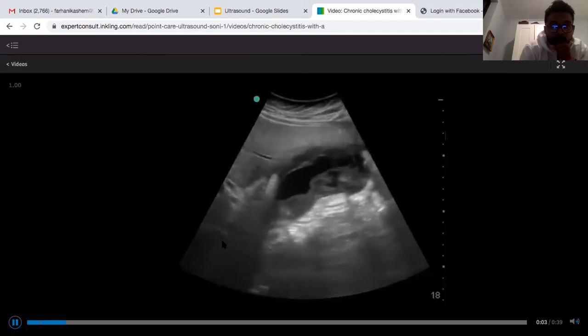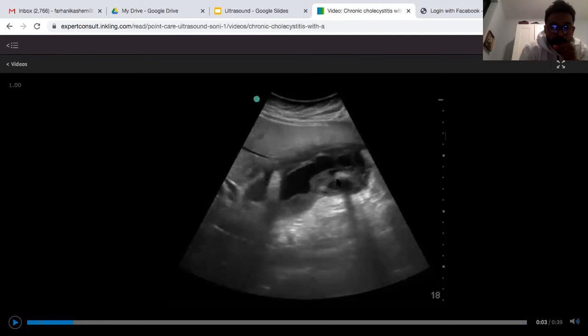I'm gonna pause it now. Okay. Right here, right? Something's there. What is this? Shadow, right? So there's a stone there, and then this anechoic region is obviously the gallbladder, but then you see this stone around this hypoechoic region. So what this is, is sludge. So there's sludge and there's a gallstone amidst the sludge. Make sense? Yeah.